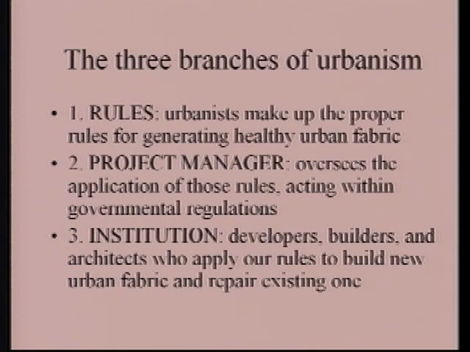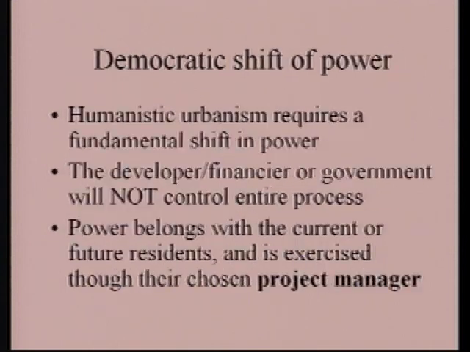The second branch is a project manager. The project manager oversees the application of the rules, of the urban rules, and he or she will act within governmental regulations. The third branch of urbanism is the institution, the developers, the builders, and the architects who apply our rules to build new urban fabric and to repair existing urban fabric. So we have the three-way separation into rules, project manager, and institution. This represents a democratic shift of power in order to get humanistic urbanism, which I claim is impossible or very difficult to achieve otherwise.